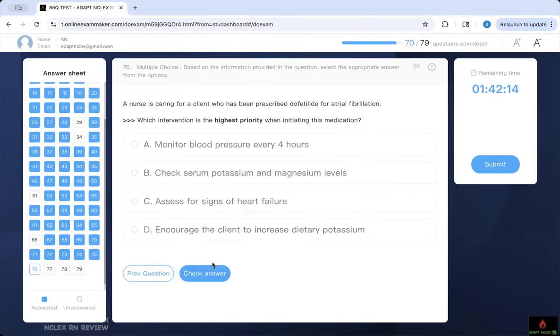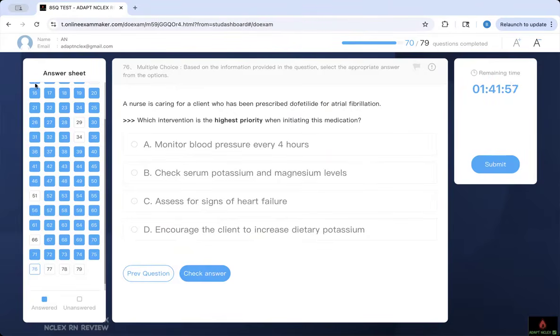What do you think? Assessing for signs of heart failure. This is checking for what? Potassium and magnesium. Heart failure is dealing with the AFib, and potassium and magnesium is dealing with the medication. That medication causes QT prolongation.